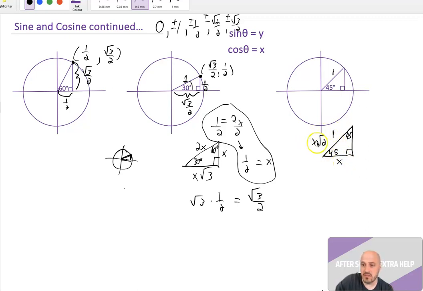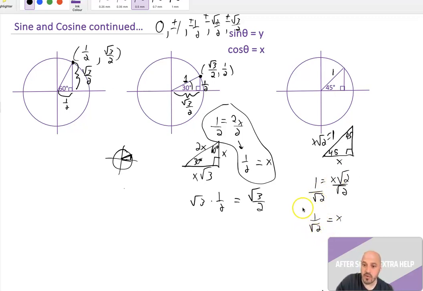So let's make this little equation here. This is x square root of 2, but in our example, we know it's 1. So let's set them equal to each other and solve. And I can divide by square root of 2. And technically, this is the answer, right? 1 over square root of 2. But do we ever leave radicals in our denominator? No.